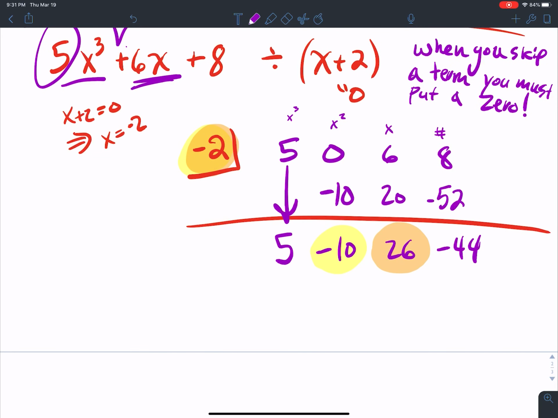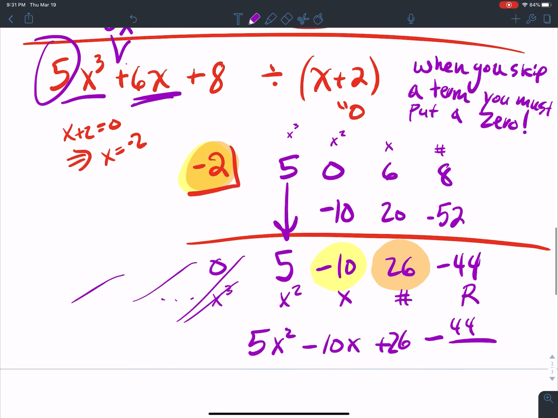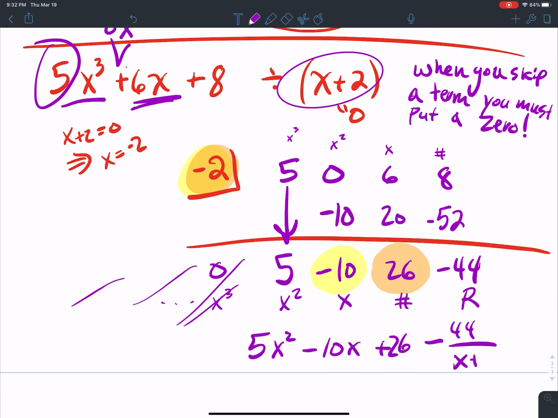Okay, always start with the last thing you wrote down. That's always the remainder. What's after the remainder? It's the constant. And then what's after the constant? That's the x, then the x squared. And then if you kept going, it'd be x cubed and so on. But those are all zeros, so who cares about that, right? So what do I have? 5x squared minus 10x plus 26 minus 44 over, what did we divide by? I divided by x plus 2, so I put the x plus 2 here.